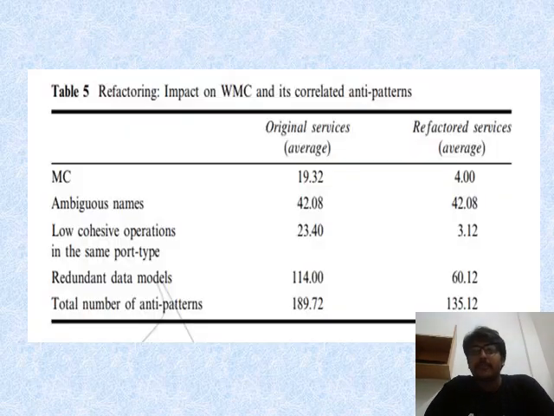This is a table for the refactoring impact on WMC and its related anti-patterns. And here we see there is an original series average and a refactored series average. These are the WMC patterns which we used in the WSDL documentation.